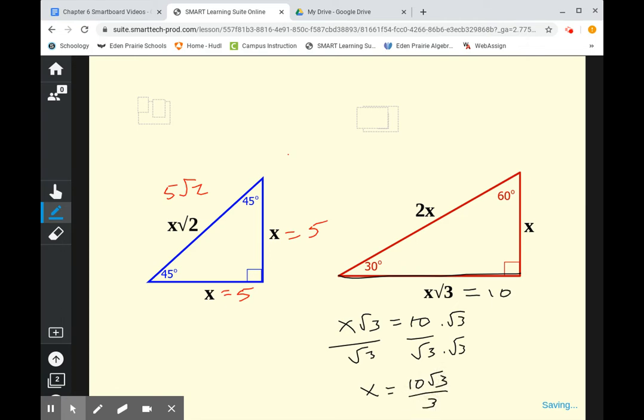So this side of the triangle, x, would be 10 root 3 over 3, and 2 times that, right here, would be 20 root 3 over 3. That's for the 30, 60, 90 triangle. Keep in mind these can be in radians, where this would be pi over 4 and pi over 4 and pi over 2 for the 90. And for the 30, 60, 90 triangle, this would be pi over 6, this would be pi over 3, and again, this would be pi over 2.